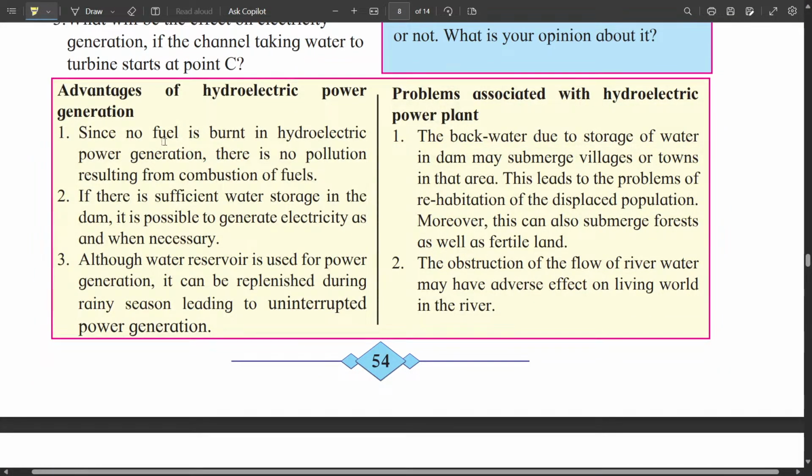Advantages of hydroelectric power generation: since no fuel is burnt in hydroelectric power generation, there is no pollution resulting from the combustion of fuels. If there is sufficient water storage in the dam, it is possible to generate electricity as and when necessary. Although water reservoir is used for power generation, it can be replenished during the rainy season, leading to uninterrupted power generation.